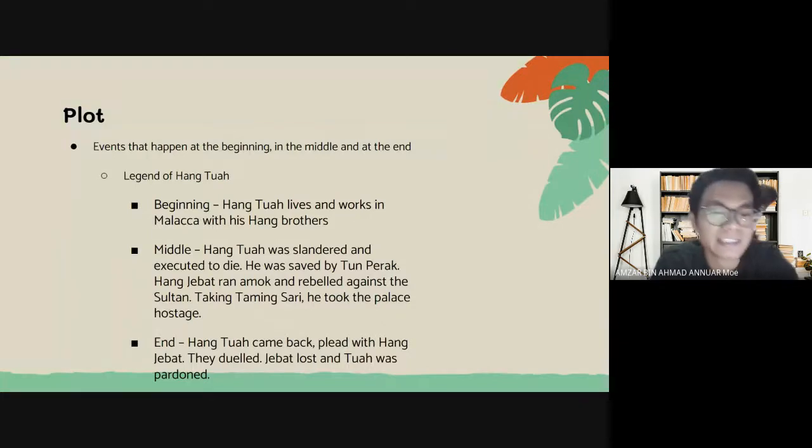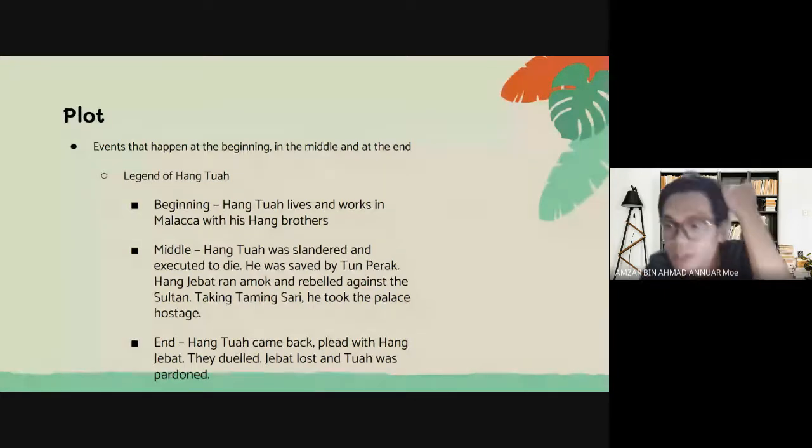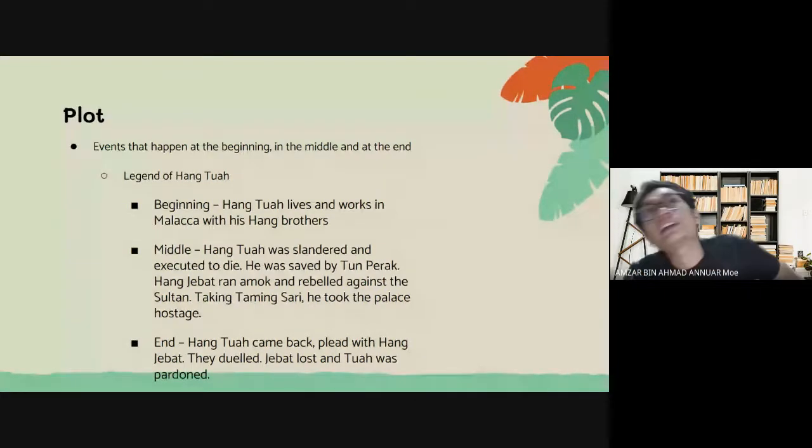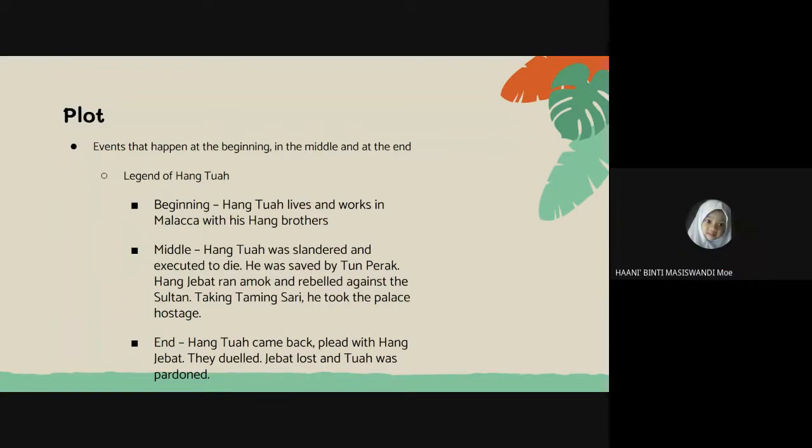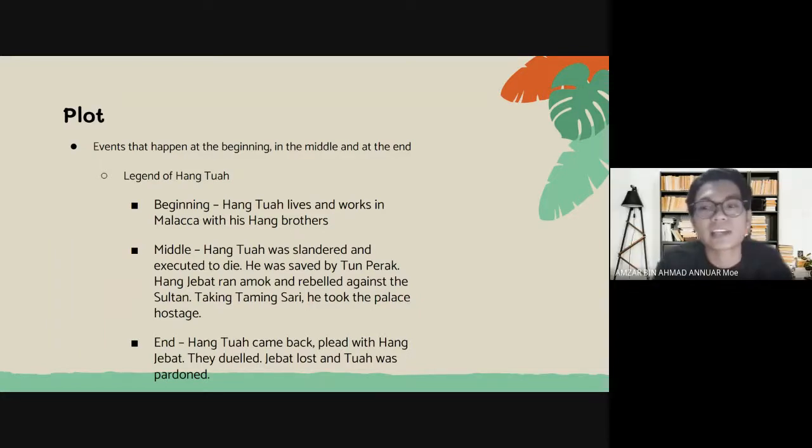Now, slandered is a verb when someone makes up a story about you that is not true and it gives a bad effect on you. Okay, bila orang tu buat satu cerita yang tidak betul tentang awak dan cerita itu memberi kesan yang buruk kepada awak. Kalau dalam bahasa Melayu kita panggil apa? Hani, kita panggil apa Hani? Fitnah. Yes, thank you Sarah and Hani. Fitnah. Okay, dia difitnah dan executed to die, dihukum untuk mati.